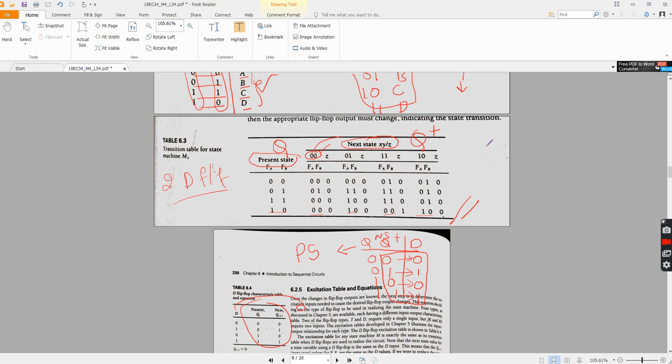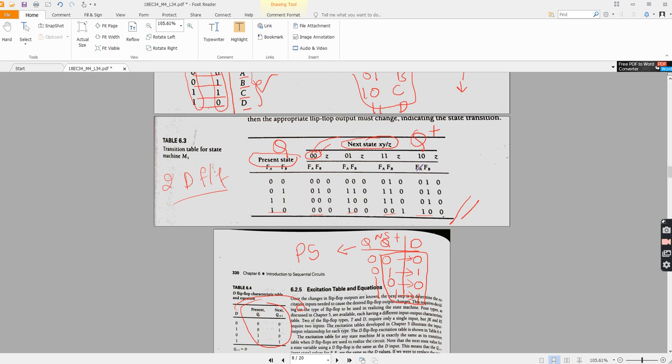How many inputs does the JK flip flop have? Two, J and K separate. How many does SR have? Two, one S and one R. What did T have? One, it had only one input. Remember it, don't forget it. Is that point clear? Yes or no?